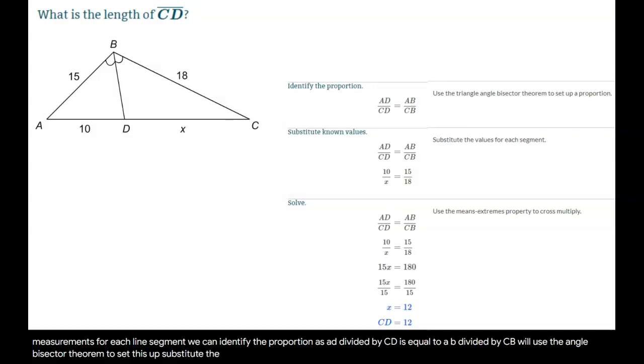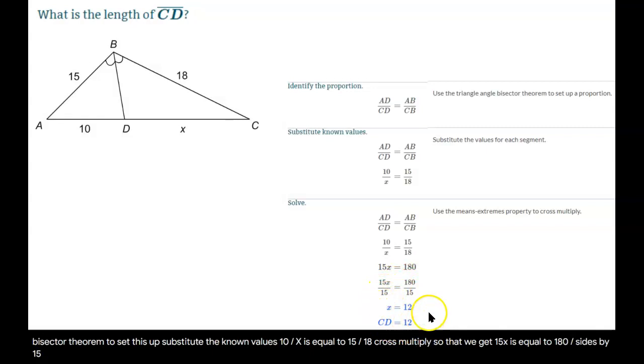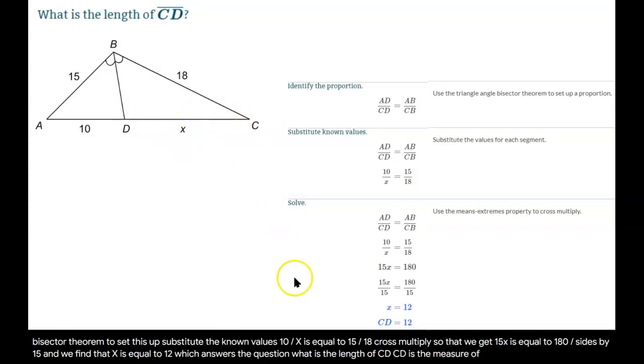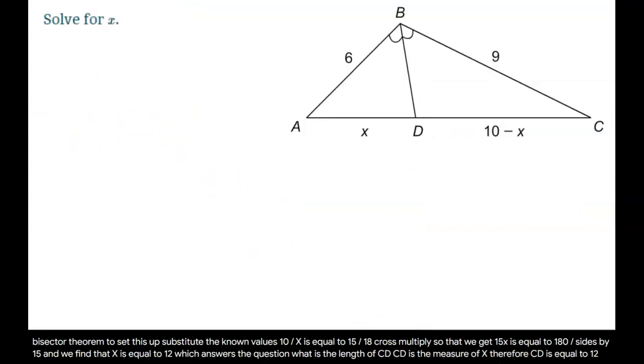Substitute the known values. 10 divided by x is equal to 15 divided by 18. Cross multiply so that we get 15x is equal to 180. Divide both sides by 15, and we find that x is equal to 12, which answers the question, what is the length of CD? CD is the measure of x, therefore CD is equal to 12.